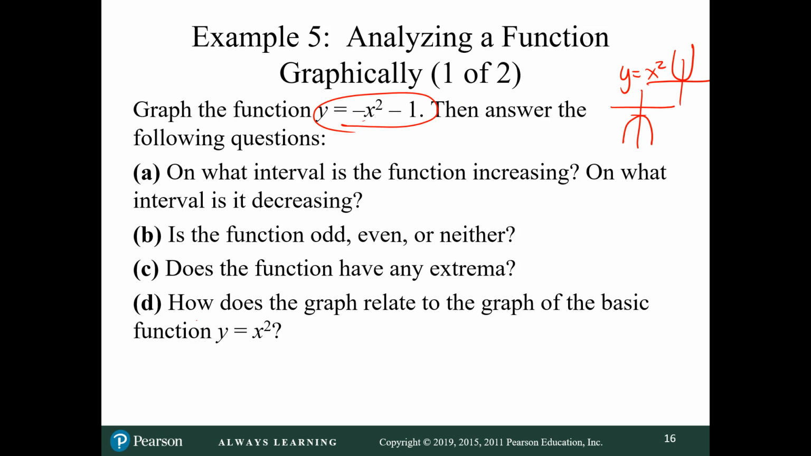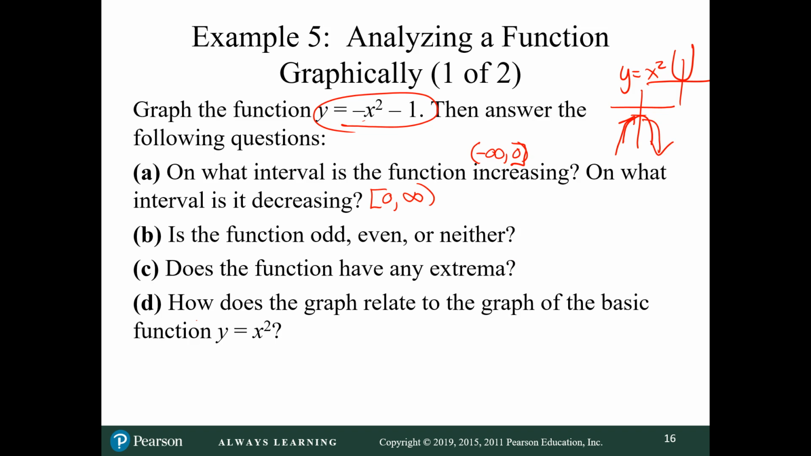Okay, what function looks like this? So where is it increasing? Well, it's increasing from negative infinity up to 0. And then where is it decreasing? Well, that is from 0 to infinity. Okay? So it's increasing till it gets to there, and it's decreasing after. Is it odd, even, or neither?